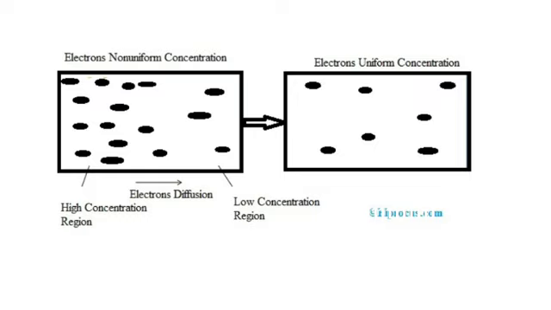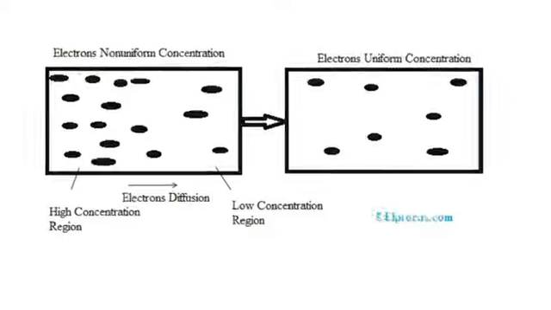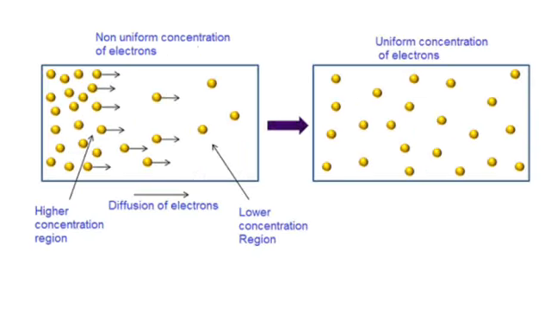The concentration gradient is nothing but the change in concentration of charge per unit distance. So this is the concept of concentration gradient. This is all about the concept of diffusion current in the semiconductor.